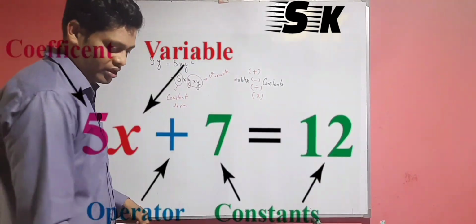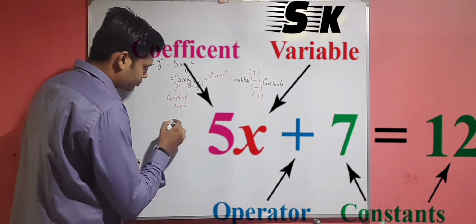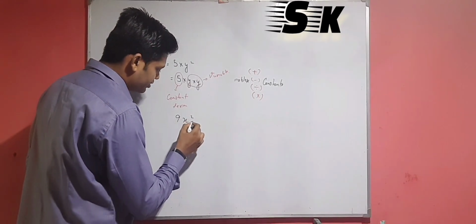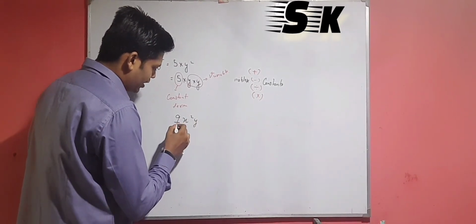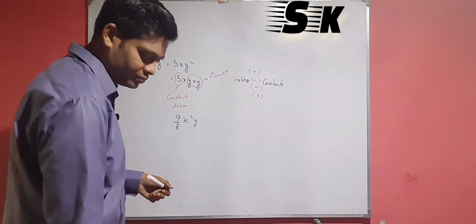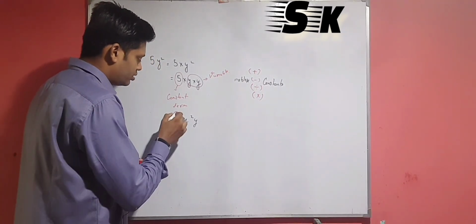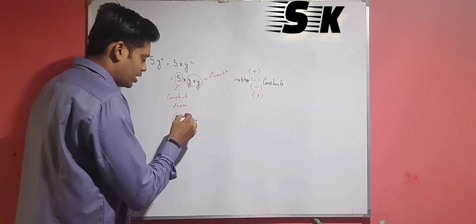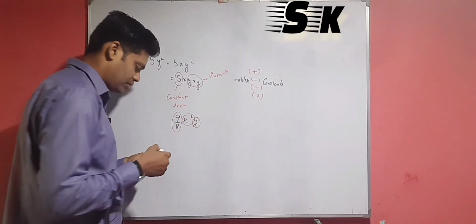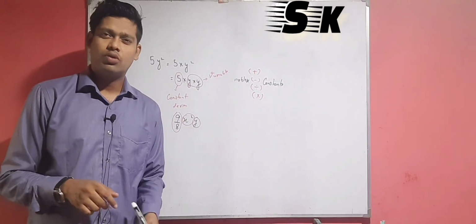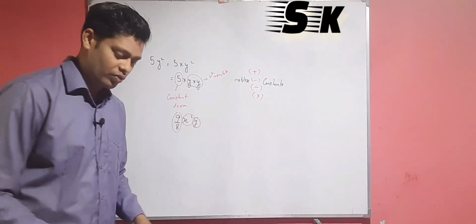The same case, if 9 is there, x square is there, y is there, by 8 is there, then this is a constant whose value is fixed, and this one is a variable. Very good. So you understood what a constant looks like and how it works and what a variable is.